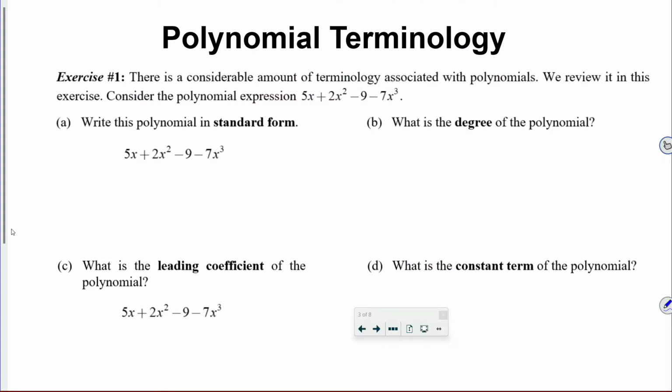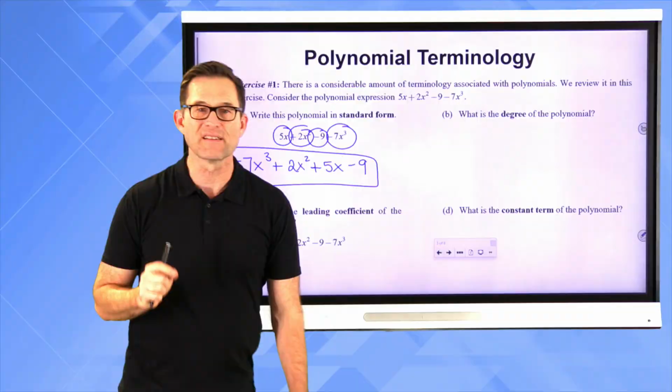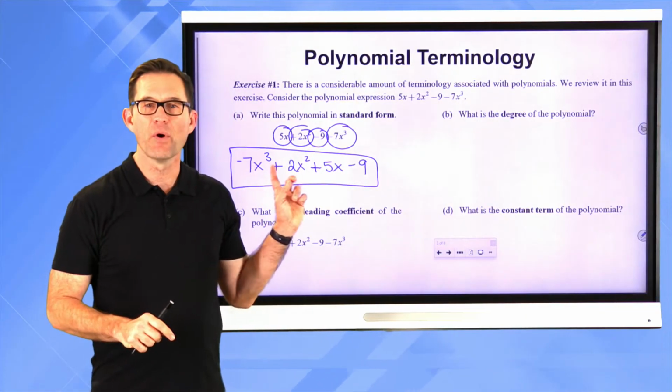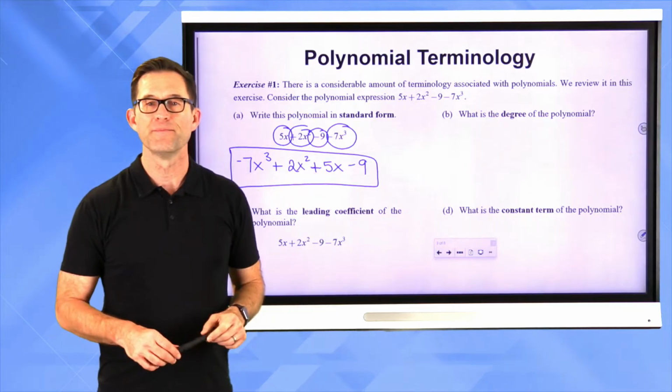And it's pretty easy, but the idea is, right, our first term is negative 7x cubed. Our next term is positive 2x squared, our next term is positive 5x, and our last term is negative 9. So that would be the identical polynomial, but written in standard form. Our exponents are decreasing. Let's talk about letter B.